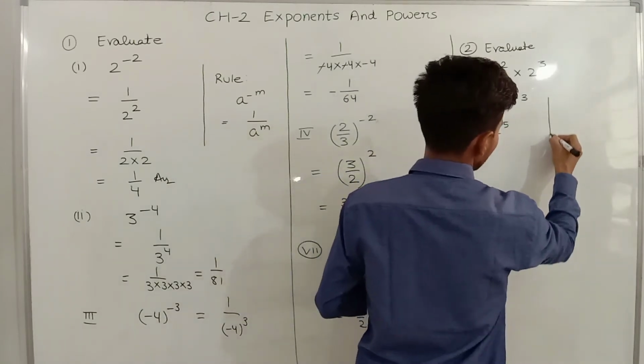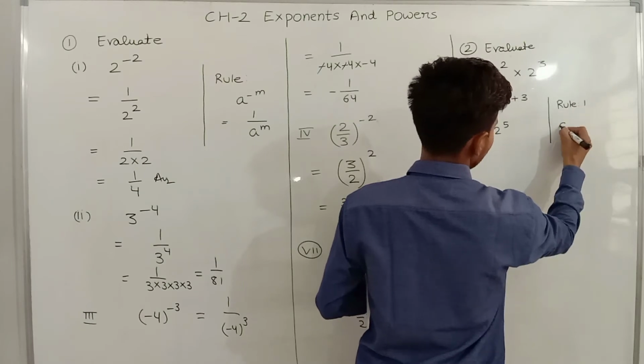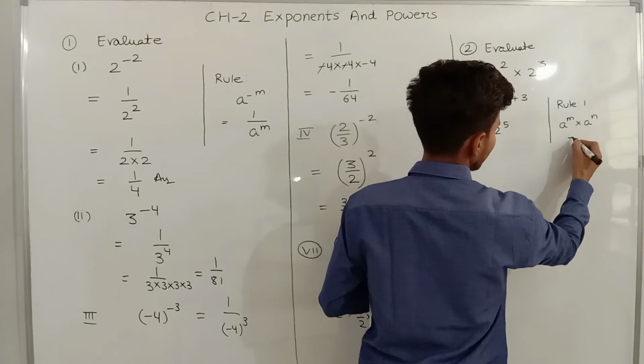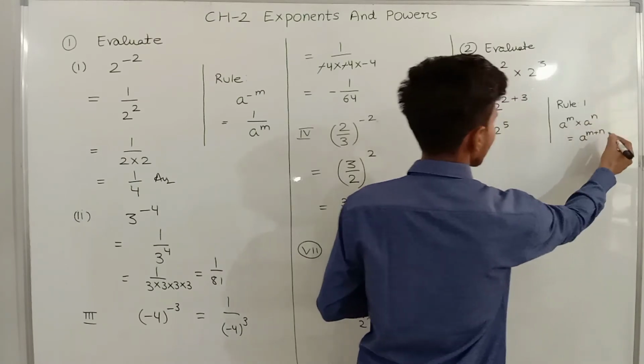It was your rule I am writing here. Rule number 1: if you are having a power m into a power n equals a power m plus n. If there is a multiplication sign, then powers we have to add.